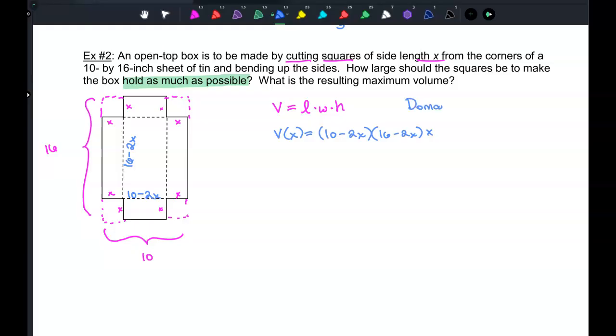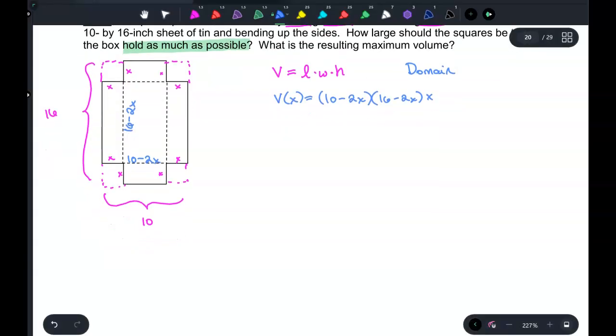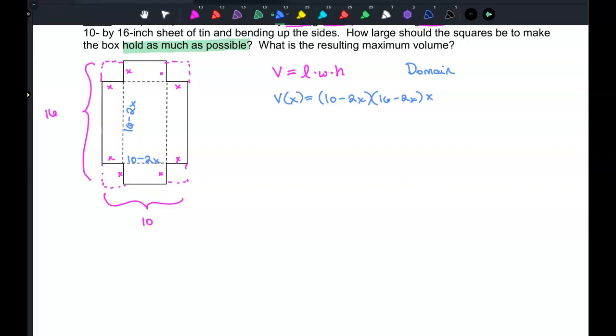Before we move on, I want to establish the domain for this. We need to make sure that all three of these dimensions are greater than 0. So I need to make sure x is greater than 0, I need to make sure 10 minus 2x is greater than 0, and I need to make sure 16 minus 2x is greater than 0.